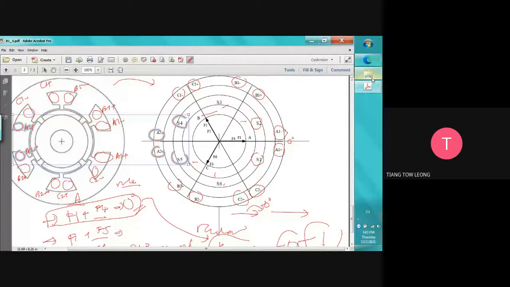So that's it. This is how we find the winding layout lah. Plus means go, minus means return, which means the winding can go in, then go to the back, then come out, then turn again. So this one is also one coil, this one is another coil for phase A.